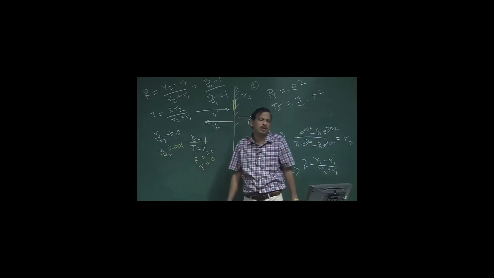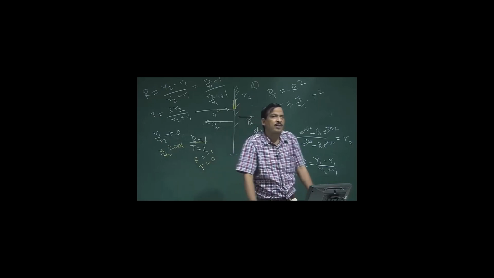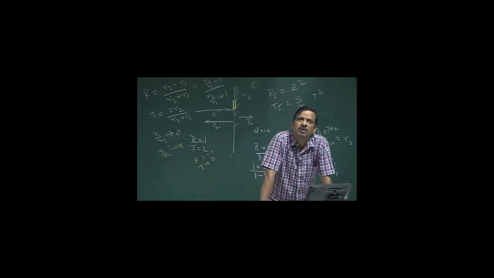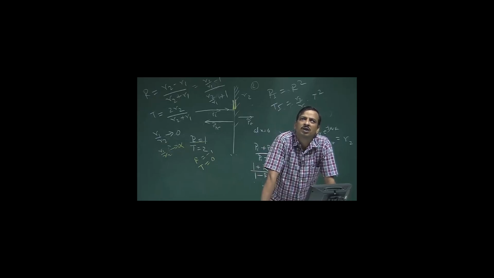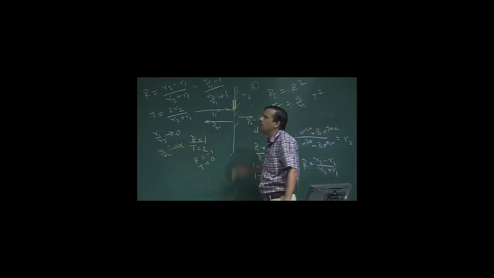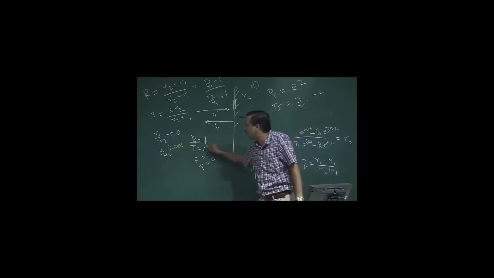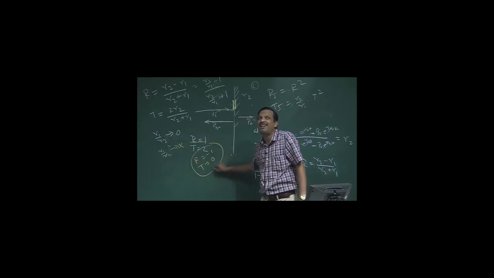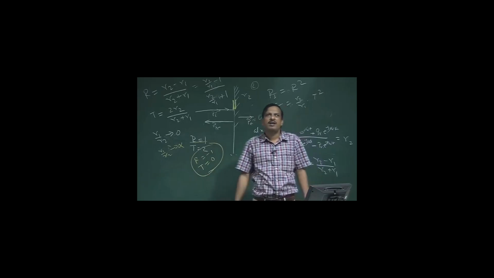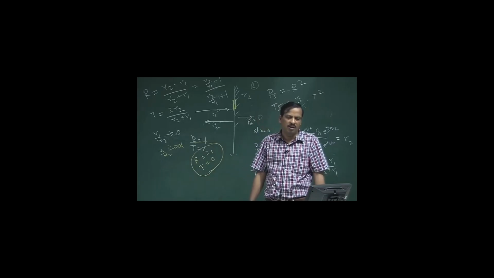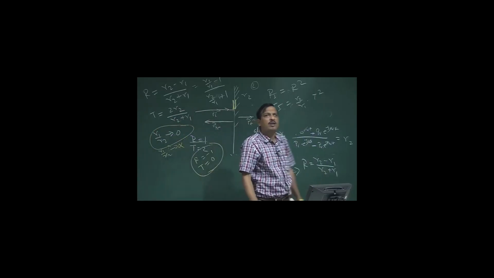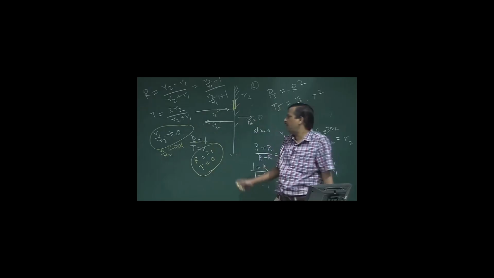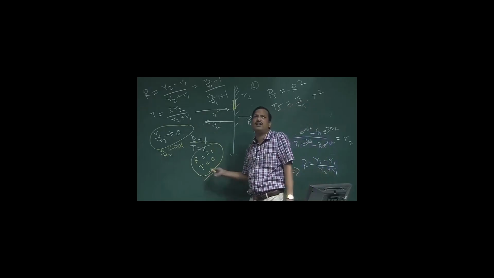What is the meaning of T equal to 0? The transmitted wave has a pressure amplitude Pt equal to 0. That is why this condition is called the pressure release condition, or pressure release boundary, and the first condition is called the rigid boundary. The first condition is called the rigid boundary and the second condition is called the pressure release boundary.